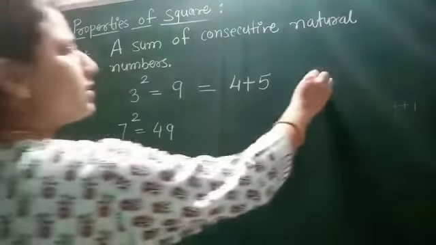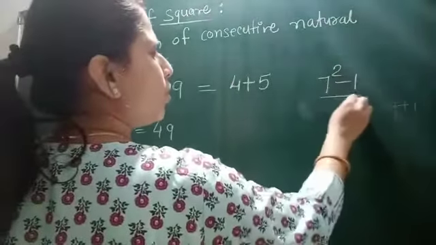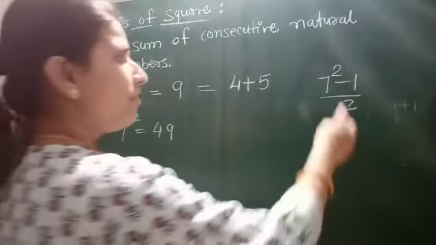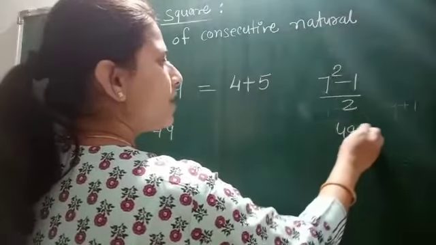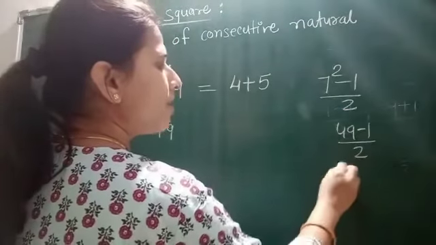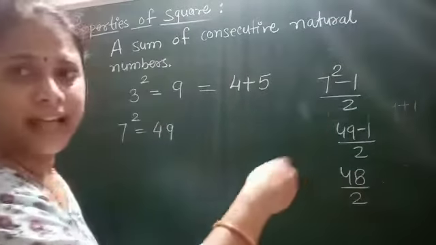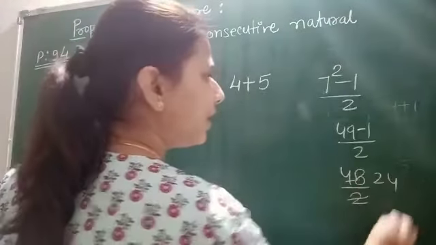Okay, 7 square minus 1 upon 2. No need to simplify the second one. We can easily find: 7 square means 49, minus 1 upon 2. 49 minus 1 means 48 upon 2, and when you cancel this out, you will get 24.